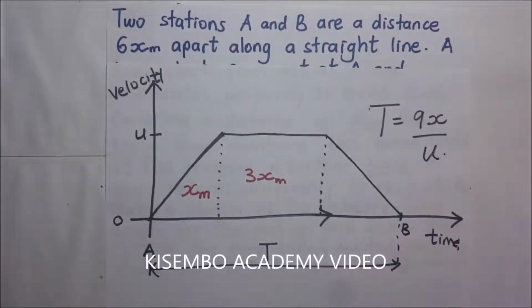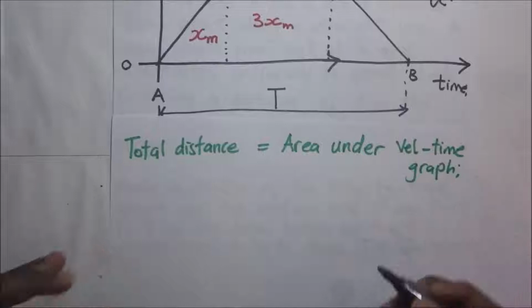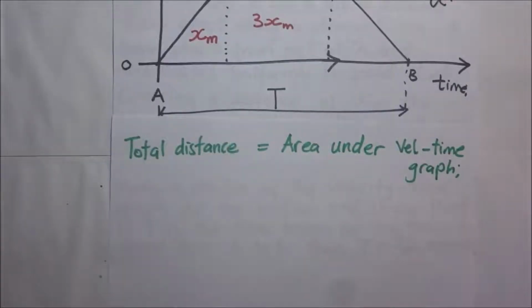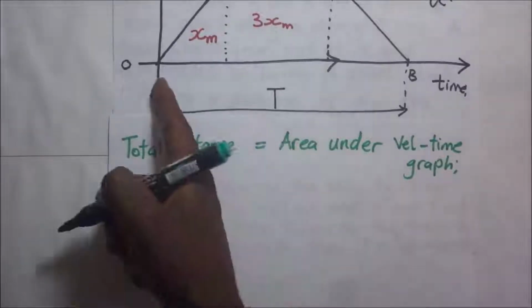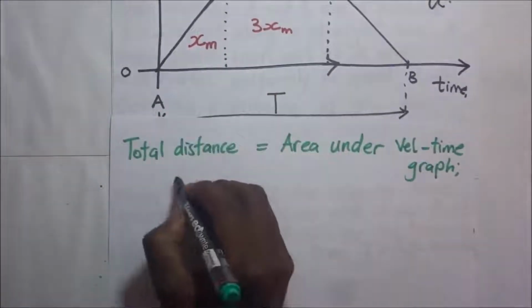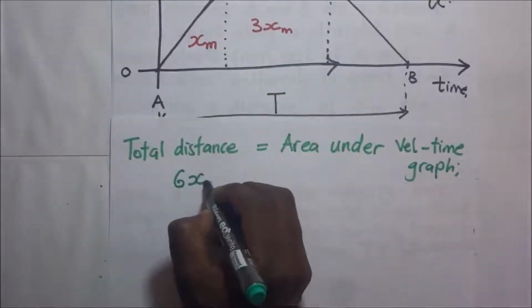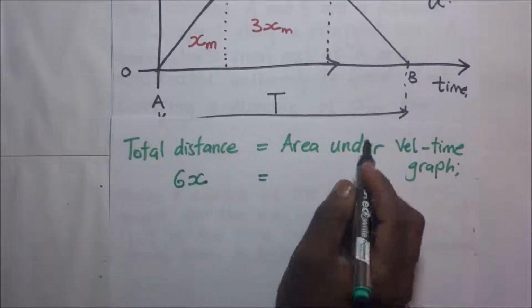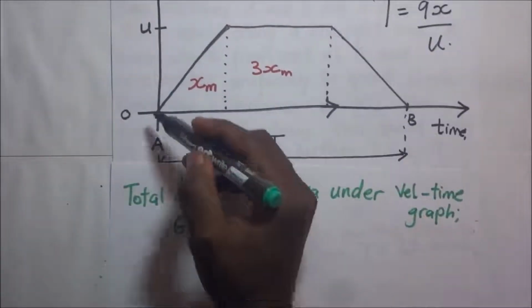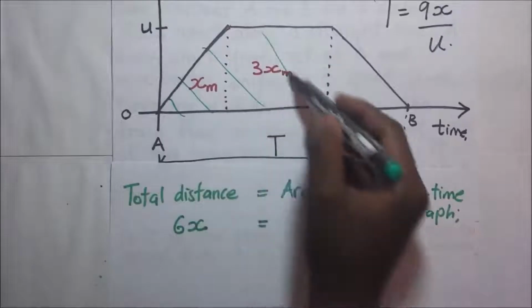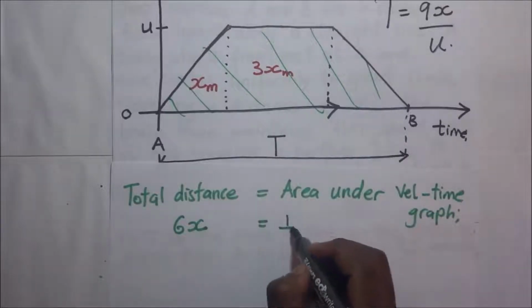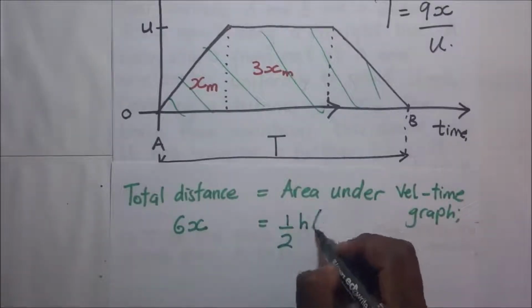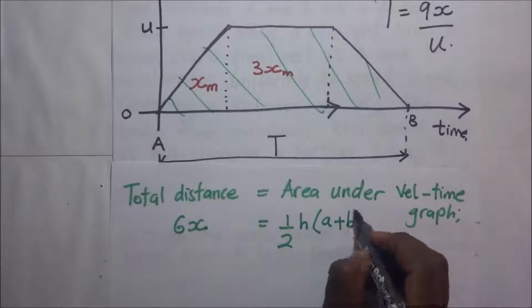So we'll begin by saying the total distance covered is equivalent to the area under the velocity-time graph. In this case, the total distance covered from A to B according to the question is 6x meters. So 6x meters is going to be equal to the area under this. Now the area, if you look at this, this is a trapezium, and the area of a trapezium is given by a half times the height into A plus B.